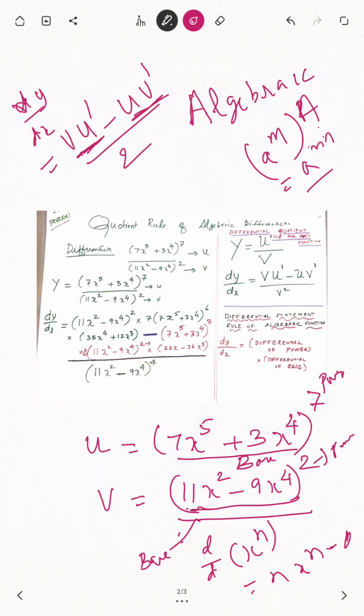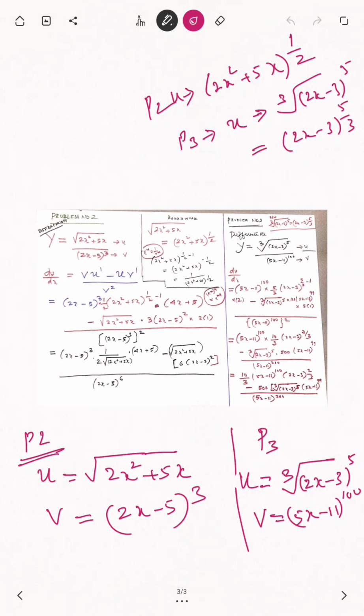We have to go for problem number 2. Before going to problem number 2, what is given is very, very important, otherwise you will be in utter confusion. What is u? u is the square root of 2x square plus 5x. Because it is written small, in order to understand what is available there, I am showing it here again: u is equal to the square root of 2x square plus 5x.